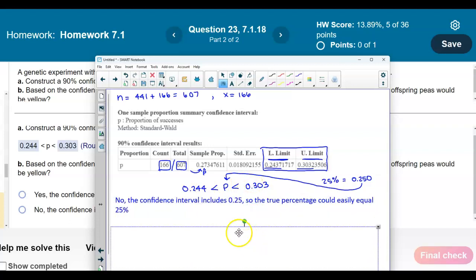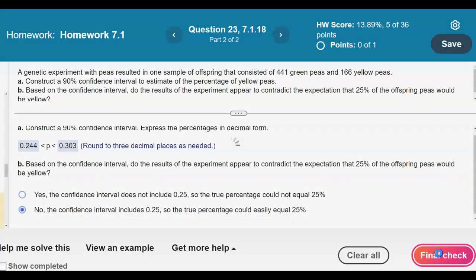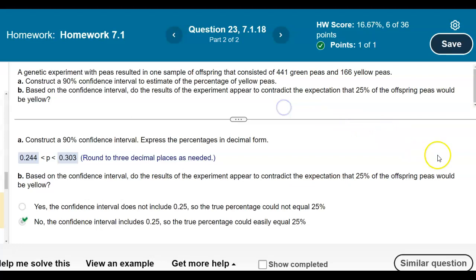Therefore, we would say no, the confidence interval includes the value of 0.25, so the true percentage could easily equal 25%. So we're going to answer no, check our answer, and there is our result.